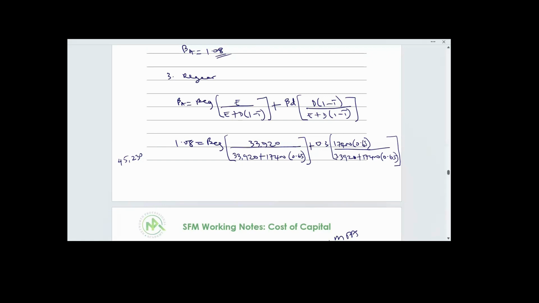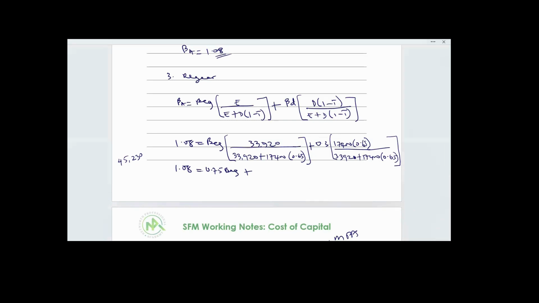Therefore, I would then say 33,920 divide by 45,230 equal 0.75. So here is 1.08 equal to 0.75 BEG plus the other side.